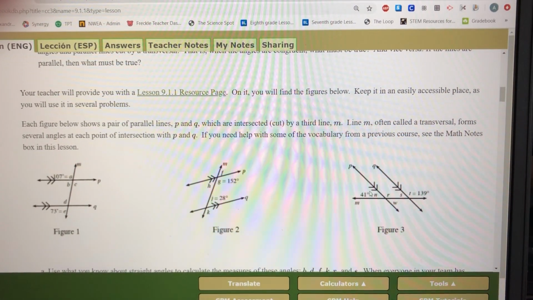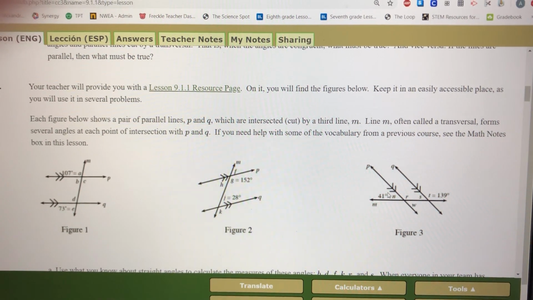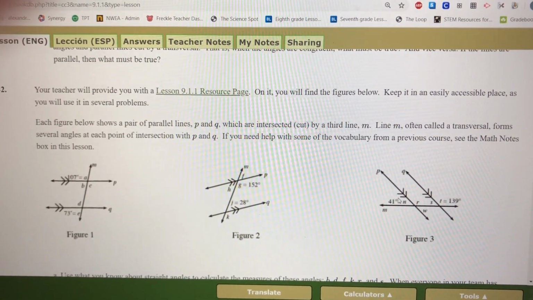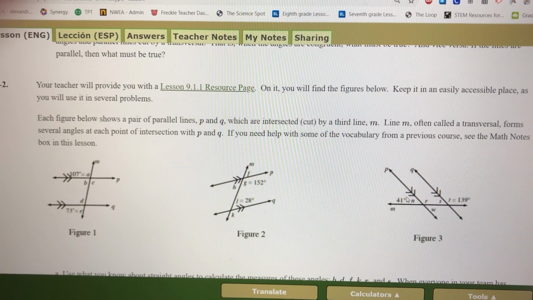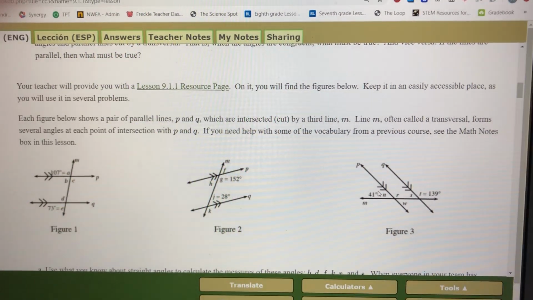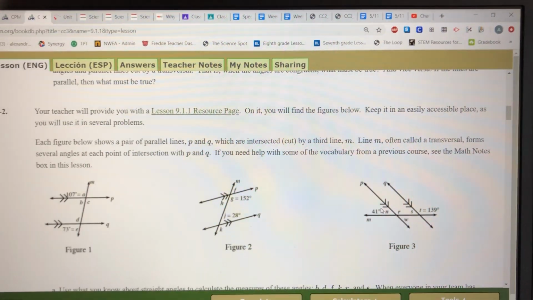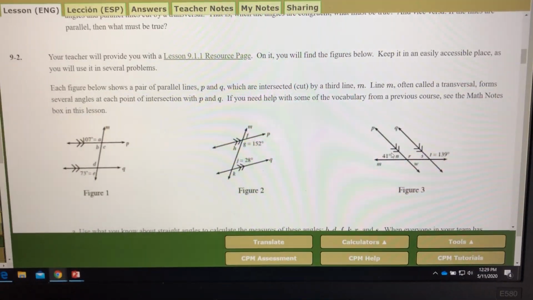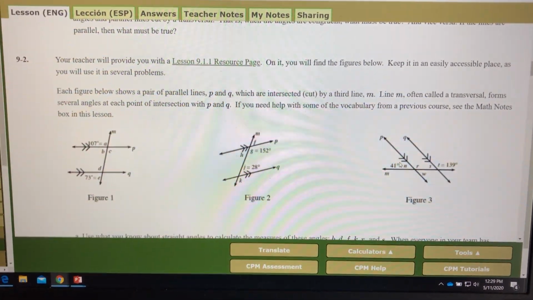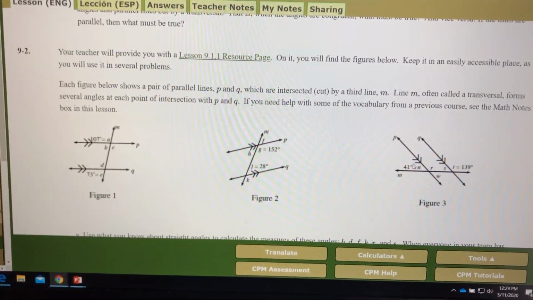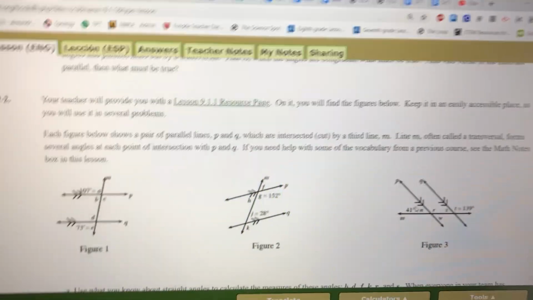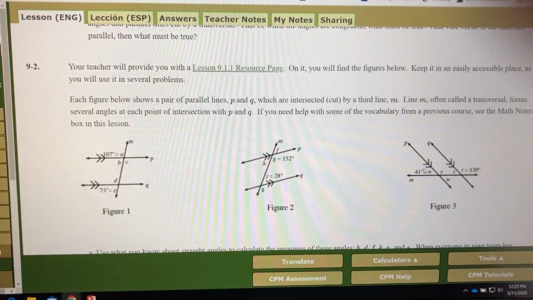Line M, often called a transversal, forms several angles at each point of intersection with P and Q. If you need help with some of the vocabulary from a previous course, see the math notes box. There are a lot of math notes for this lesson because there are a lot of terms that we need to know. We might make a list of them later on, but be prepared for that.